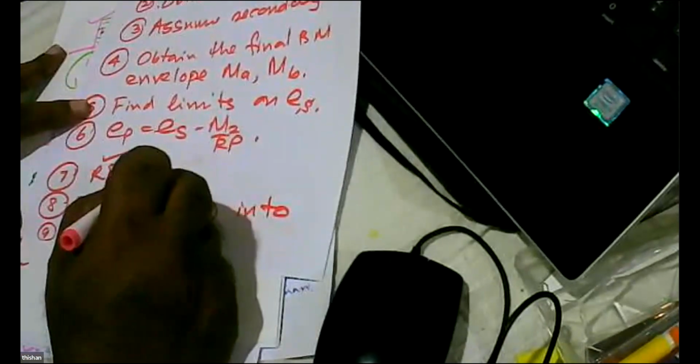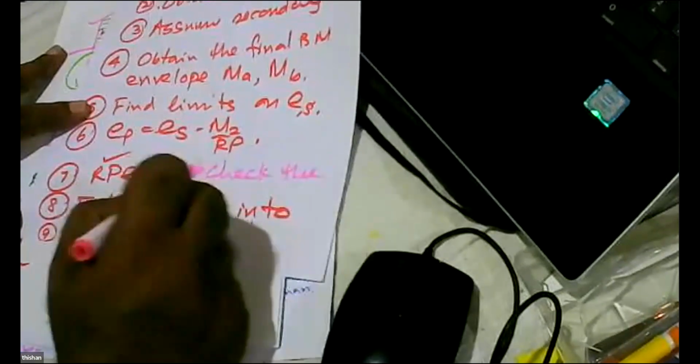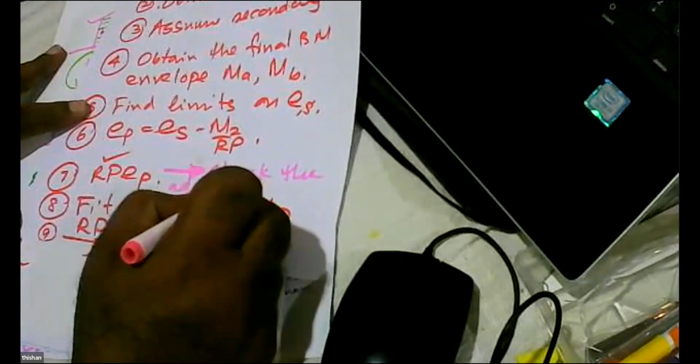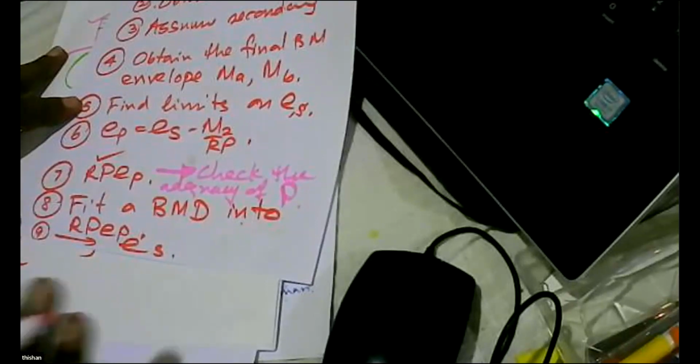But you can see these rules alone are not sufficient. Then you have to add a few more rules. What are the rules? You can find the PRP, but before this, check the adequacy of P. Before we venture into fitting a bending moment diagram, we should see whether this P selected is sufficient or not.